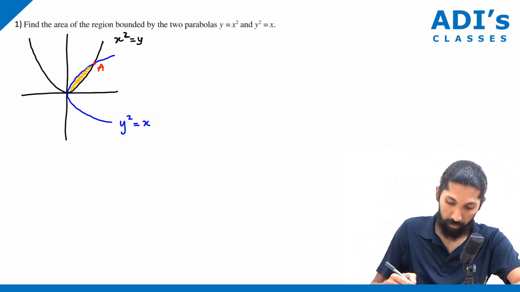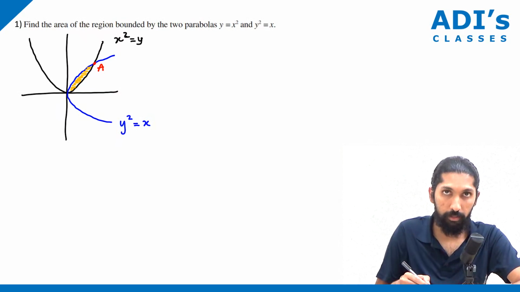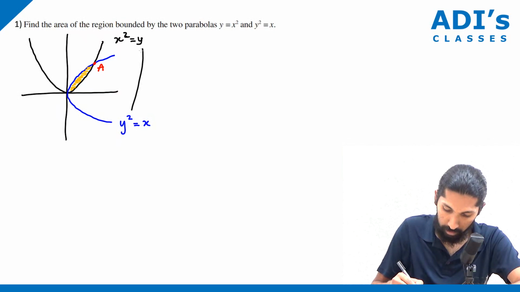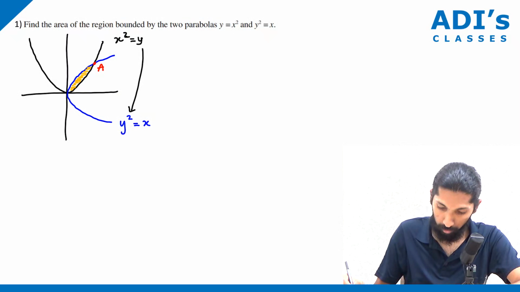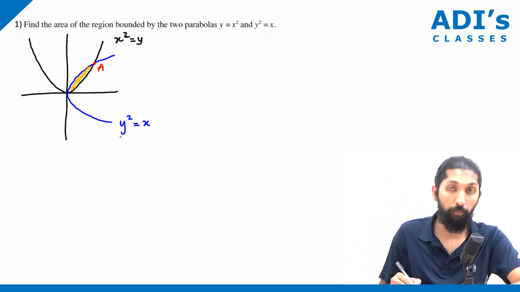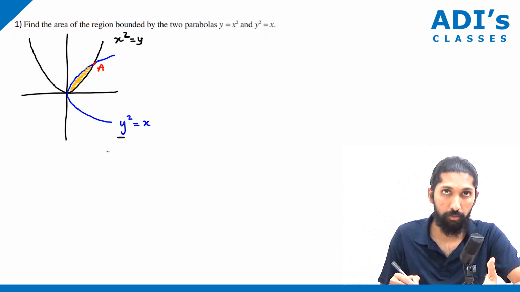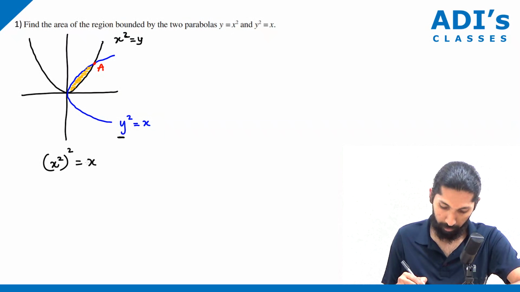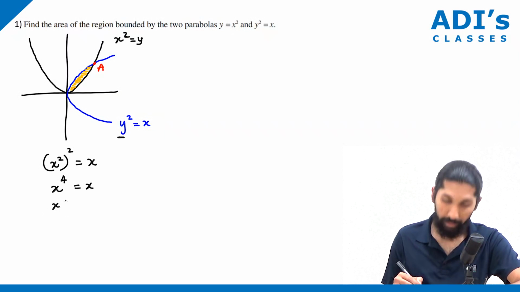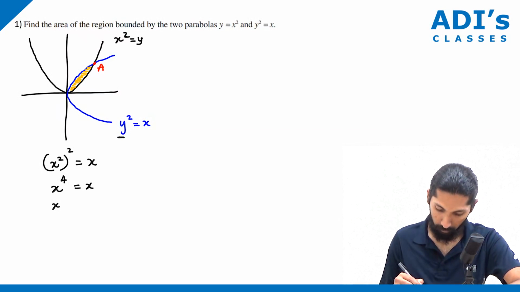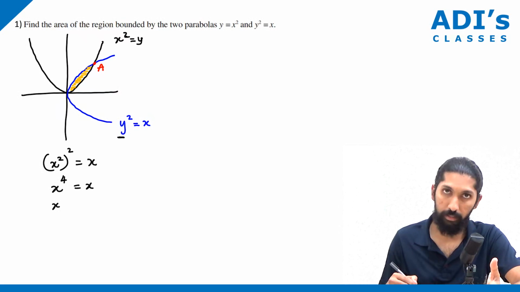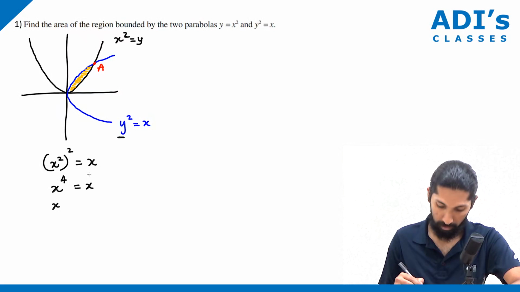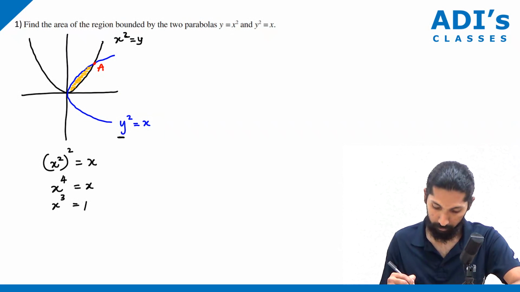Fair enough? See what you have, y is equal to x square, isn't it? Substitute that in this equation. Instead of y, we substitute x square. So we get x square whole square is equal to x, or x power 4 is equal to x. We can write it two ways. One, you can cancel the x and x, isn't it? So if you cancel the x and x, we'll get x cube is equal to 1. That means x value has to be 1.